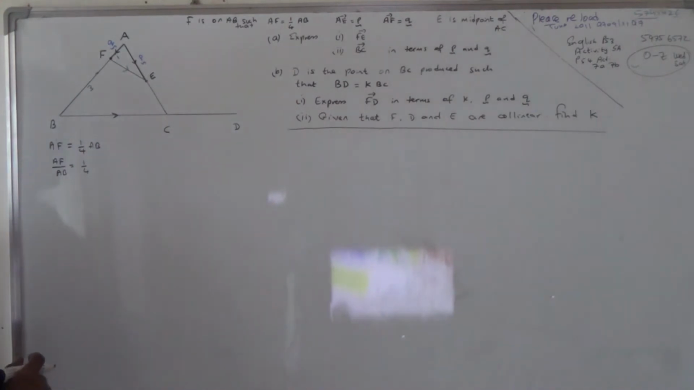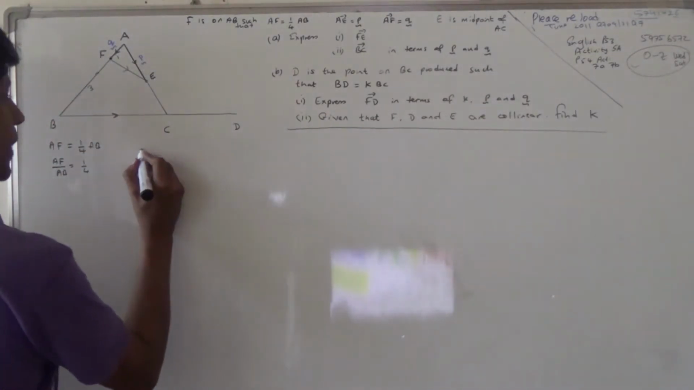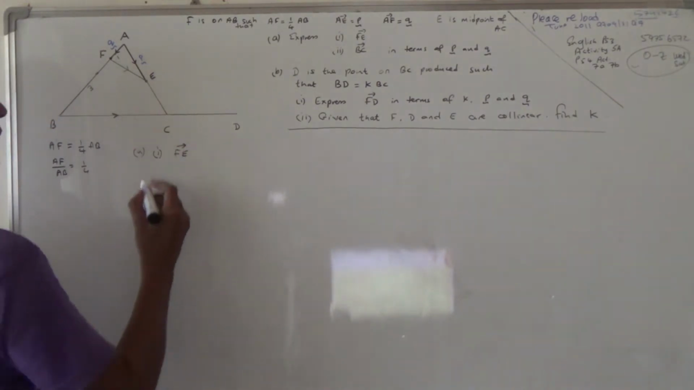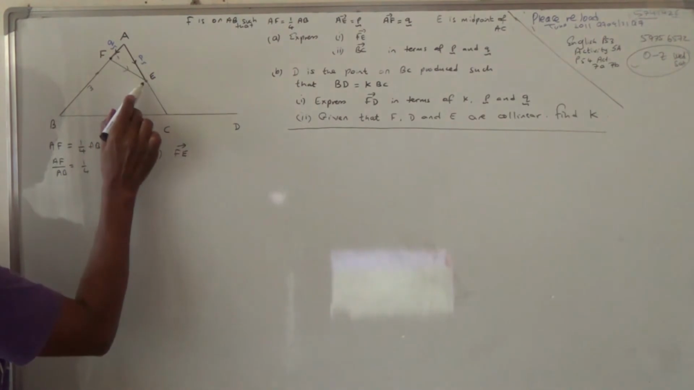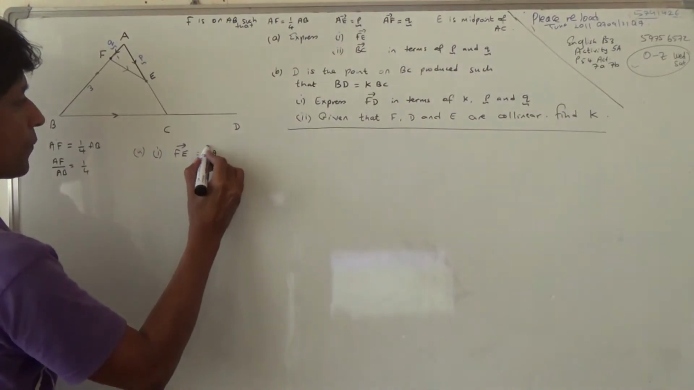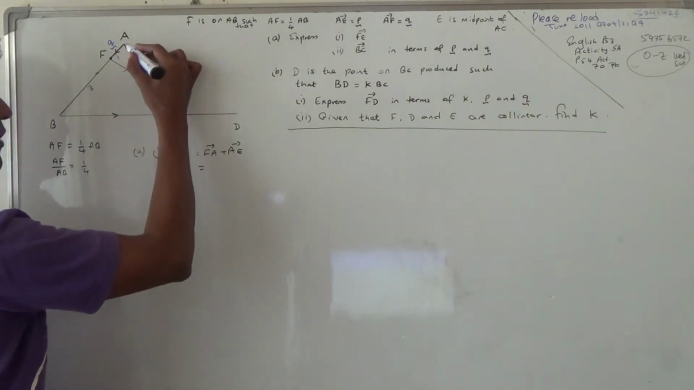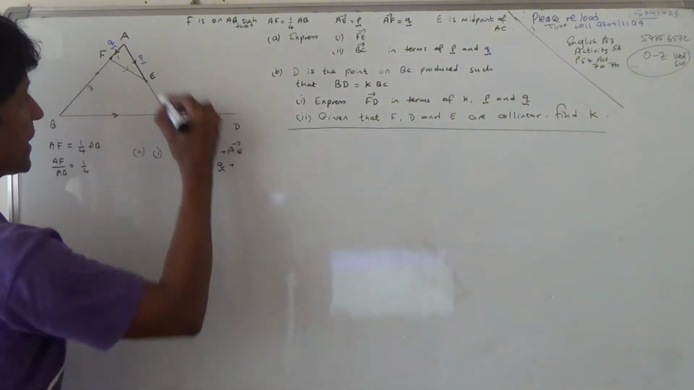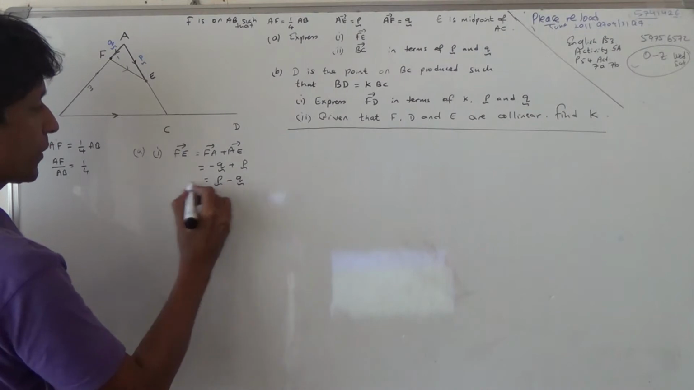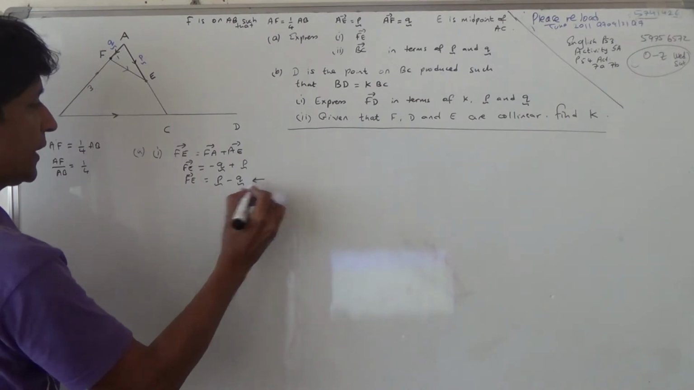Very good. First thing, we need to express FE in terms of vector P and vector Q. So for part A, the first part, we need to find the vector FE. Now here, I've already drawn a line for you. FE is FA plus AE. FA is going in the negative direction, so that's minus Q plus AE, and AE is vector P, meaning that this is P minus Q, and we are done for the first part of A. So this is your vector FE.